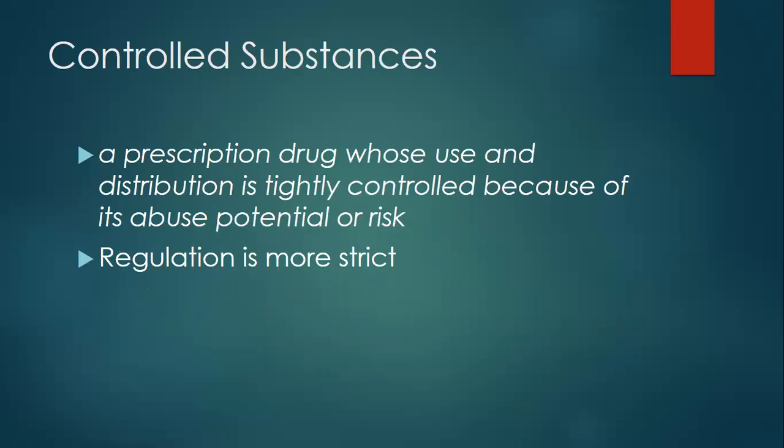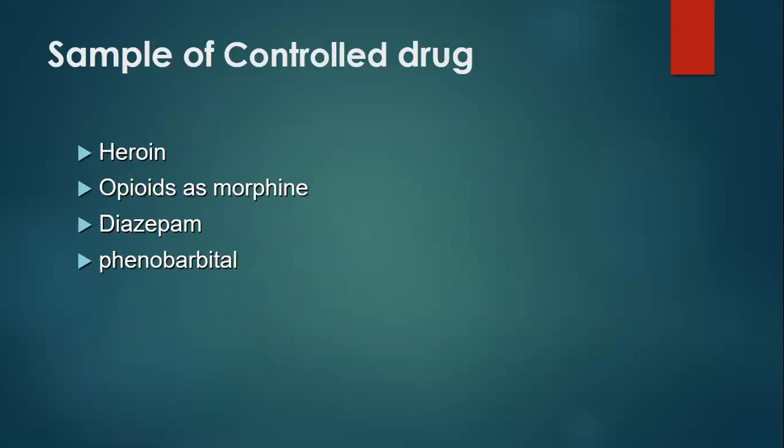Then we come to controlled substances, which are regulated by the drug authorities and have the potential of being misused. These controlled medications are heroin, opioids such as morphine, diazepam, phenobarbital. These are all controlled medications, so you need to be very careful. Not all physicians are authorized to prescribe these medications, so you need to check with your institution whether you are authorized before prescribing them.